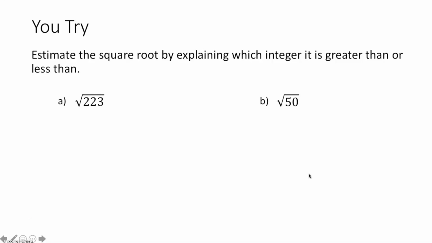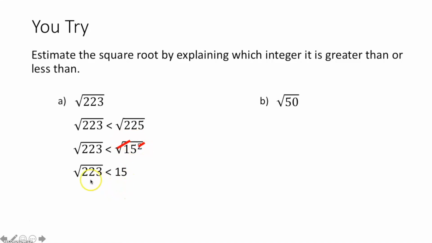Oh, you try. Okay, here we have the square root of 223. That is not a perfect square, but what is 223 close to? That is a perfect square. That would be 225. So we know the square root of 223 must be a little bit less than the square root of 225. So what is the square root of 225? Well, 225 is the same as 15 squared, and this radical and square cancel each other out. So we're left with the square root of 223 being a little bit less than 15.